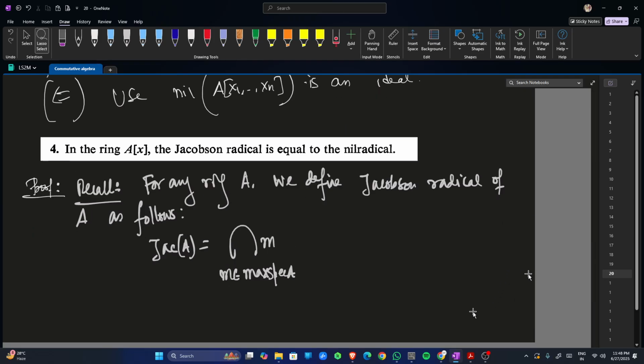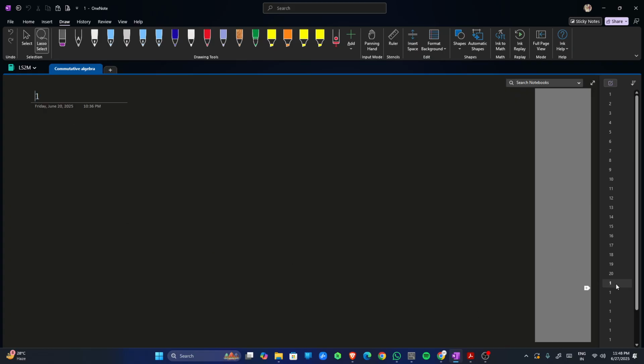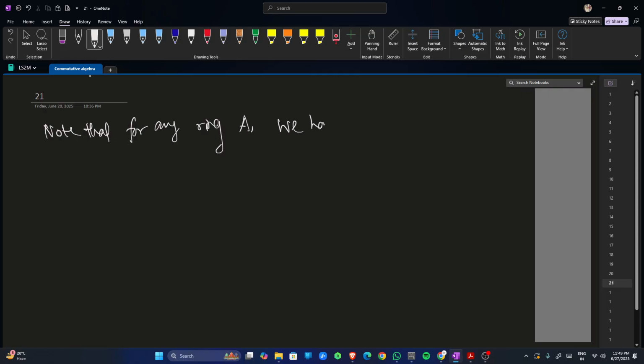Okay. So for any ring A, we define the Jacobson radical as the intersection of all maximal ideals. Note that for any ring A, we have nil A is contained in Jac A. Some authors call the Jacobson radical a radical ideal also.